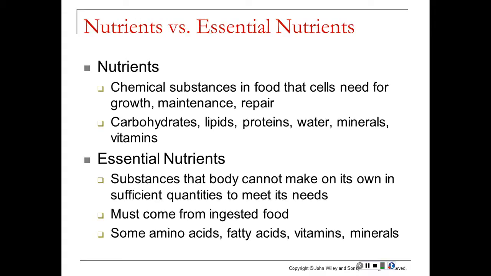The essential nutrients are the substances that the body cannot make on its own in enough quantities to meet its needs. So these essential nutrients have to come from ingested foods. There are certain amino acids, fatty acids, vitamins, and minerals that are essential. In other words, our body cannot make them and we need to bring them in through our diet.